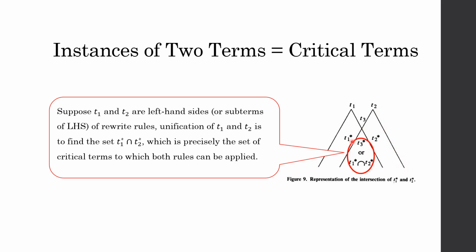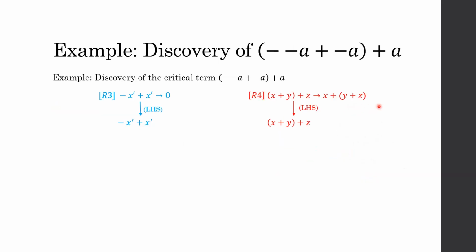Okay, the intersection between these two sets is precisely the set of critical terms to which both rules can be applied. So this is the critical term that we wish to find, using both of these left-hand sides of the rewrite rules. With that being said, I will show you an example of how we discover the critical term negative a plus negative a plus a.